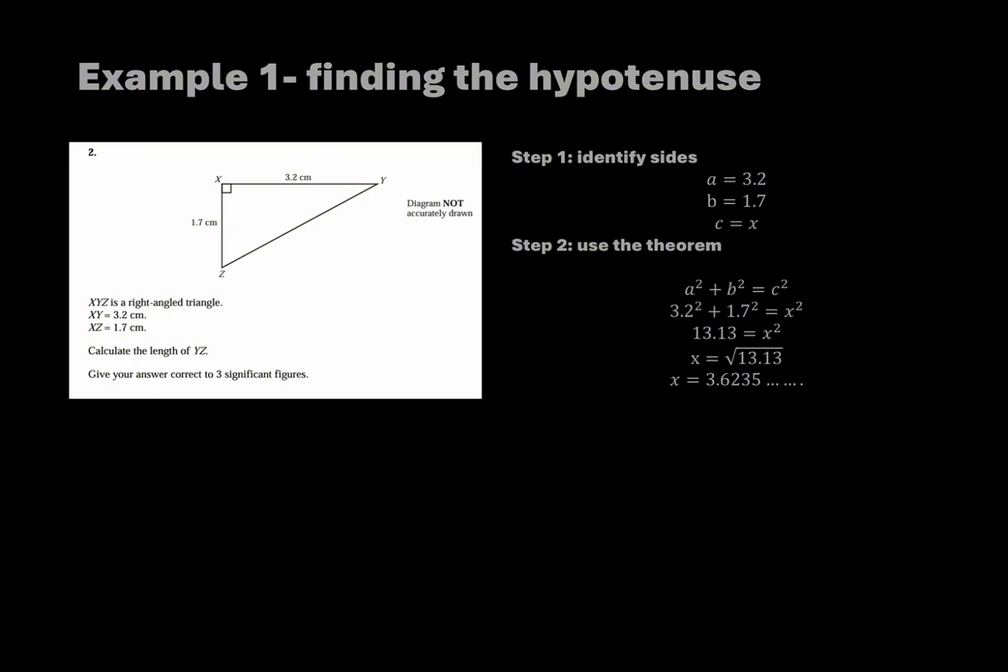3.6235. If you look at the question, it tells you that you have to give the answer correct to 3 significant figures. So 3.62. Just a quick interlude on square roots, because they're so integral to using the Pythagoras theorem. You're pretty much always going to use them, but there's a little bit of misconception that comes with them.